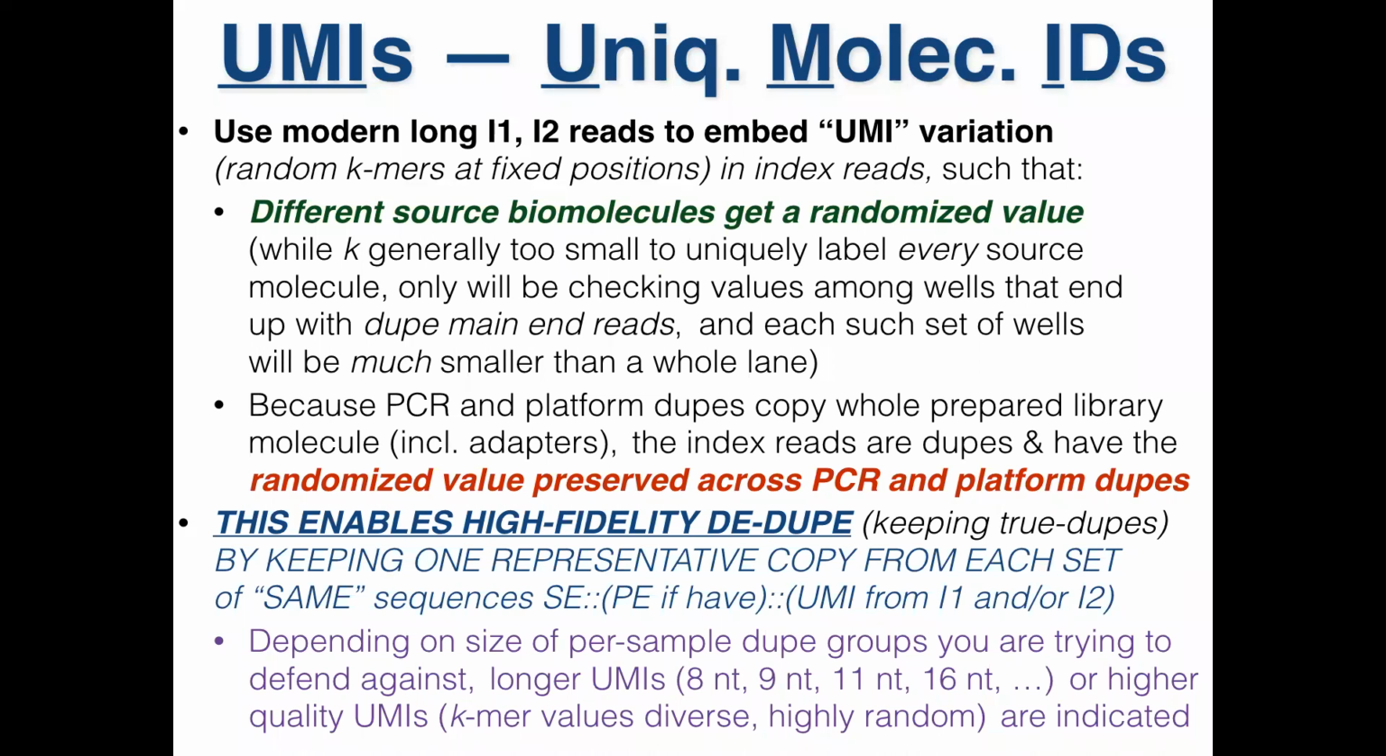But when it comes time to dedupe with UMIs, we're not comparing everybody to everybody, because you have to pass the filter of the main ends matching first. You have to have main end 1 match, and if you took paired end, end 2 too. Then we add the extra filter that the UMI has to match. But the UMI only has to defend against what the other things aren't able to defend. And so the UMI doesn't need to be 100 bases long.